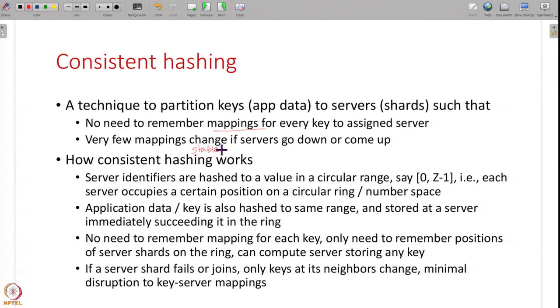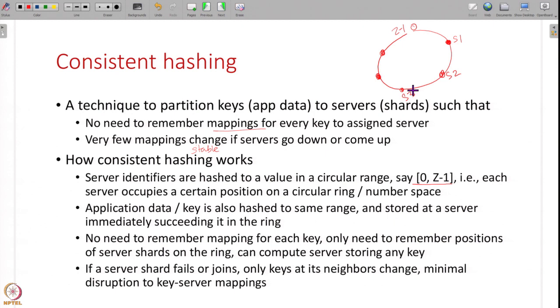So, the idea is very simple. How does consistent hashing work? You take all your server identifiers, say the IP address or some identifier of the servers, and you hash them into some range, say 0 to 999, a 1000 value range, or 0 to z minus 1, some large number. You hash your server identifier into this range. So, hash of server 1 turns out to be say 101, okay. So, this is server 1, it is located here. You can think of this as a ring from 0 to z minus 1. The hash of server 1 is this value, hash of server 2 is this value, hash of server 3 is this value, and so on. All the server shards, you place them, you visualize them over a ring like this, okay.